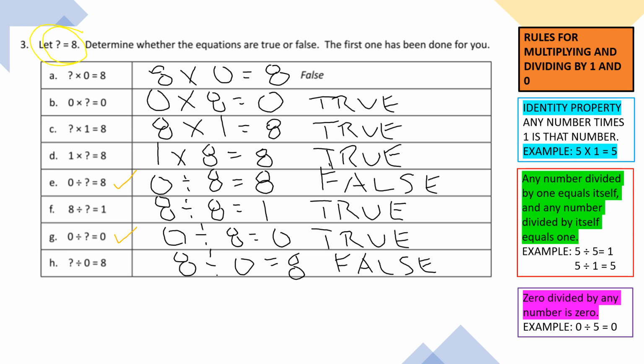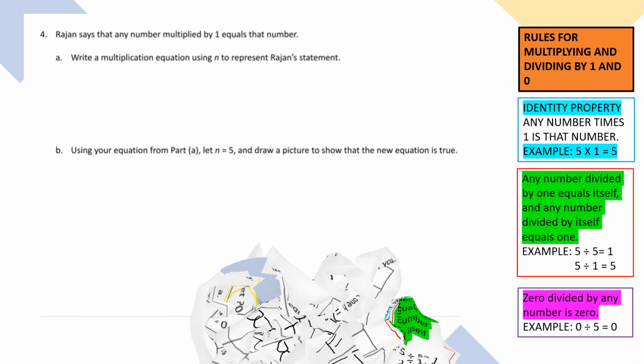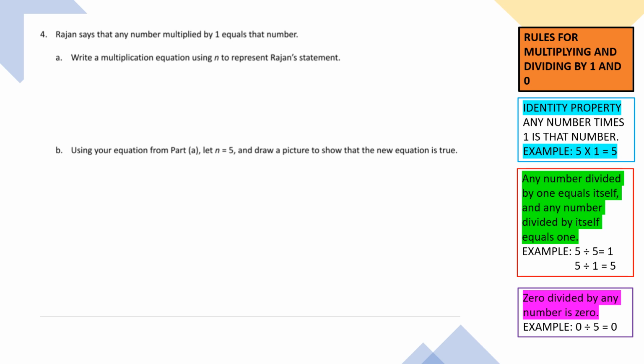Okay, let's move on to the next part of our homework. Number 4. Number 4 says, Rajan says that any number multiplied by 1 equals that number. Rajan is correct. He is. It says, write a multiplication equation using n to represent Rajan's statement. So instead of writing the number, you're going to write n.